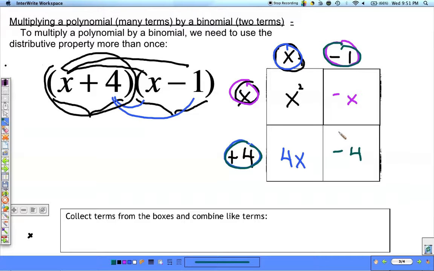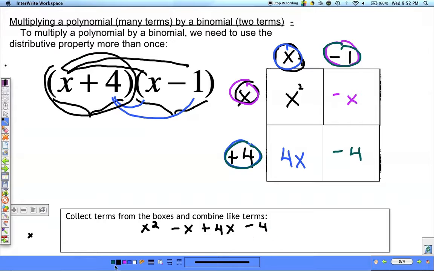So those are all of the different products. That's everything being distributed, just written in a more organized way. And now I'm going to collect all of those terms down at the bottom, and follow that up with combining like terms. So I have an x squared, a minus x, a positive 4x, so I want to write plus 4x, and I have a minus 4.